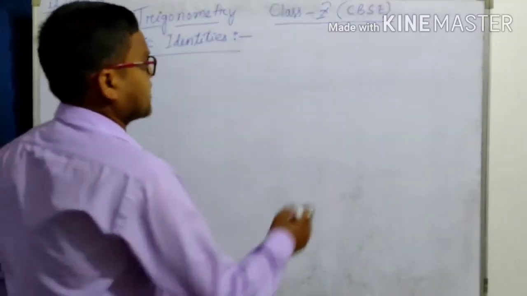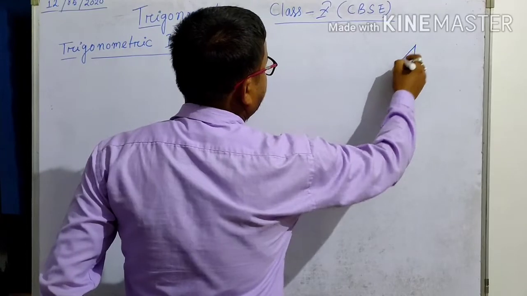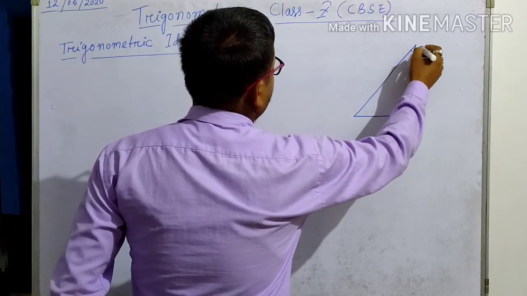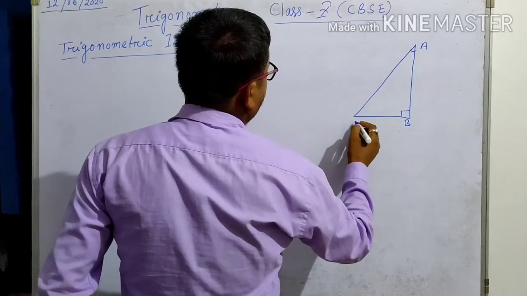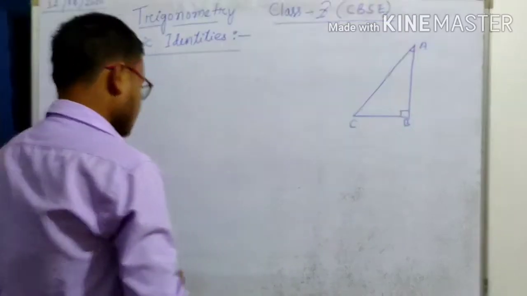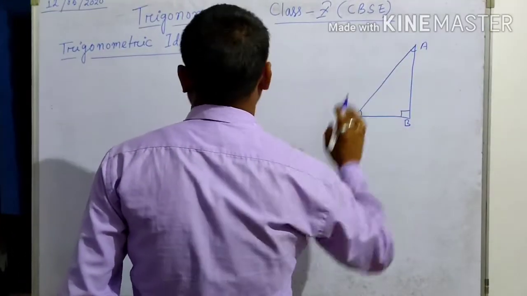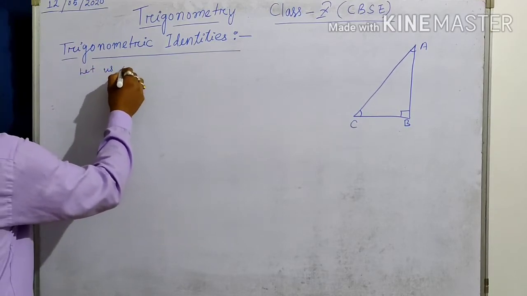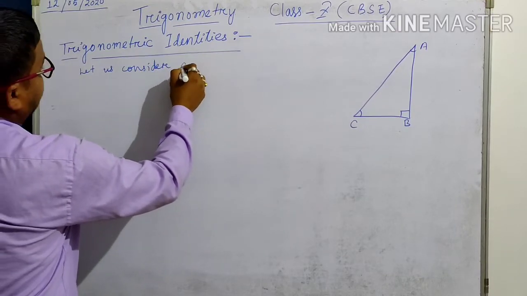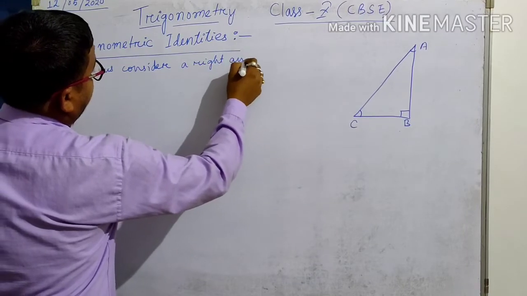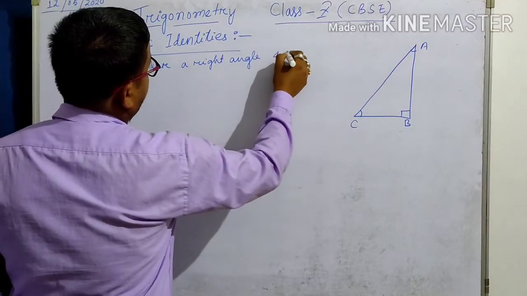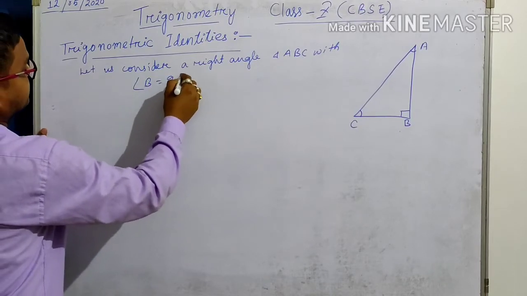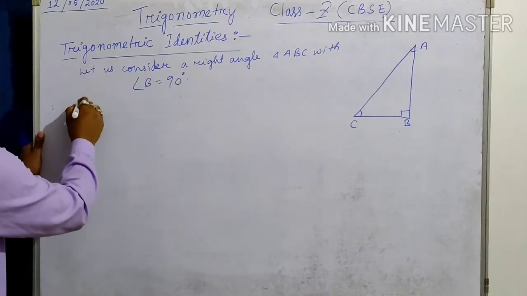For that, I take one right angle triangle. I consider a right angle triangle with the right angle at B. Suppose this is A and this is C. A, B, C. So here we consider a right angle triangle ABC with angle B equal to 90 degrees. Now by Pythagoras theorem, what do we know?